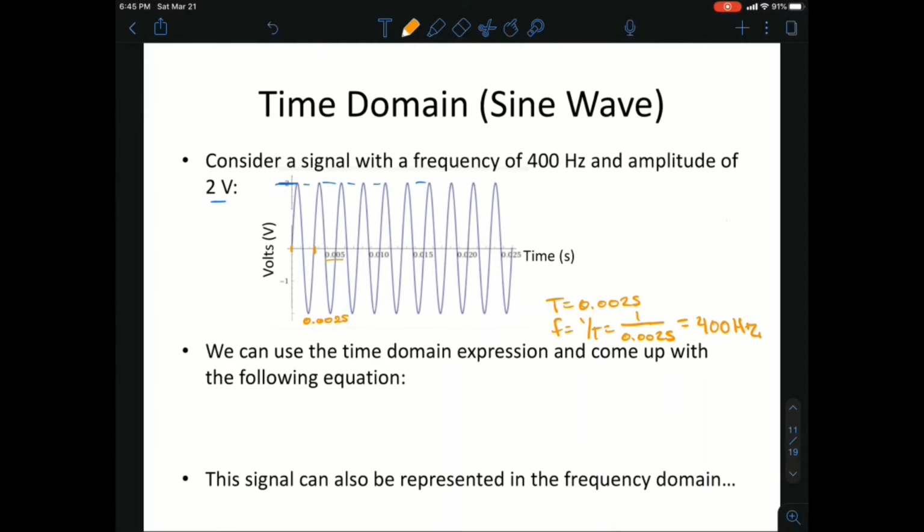So having that information, we can also see that there is no shift. We started at 0 at time 0 up here on the plot. That's going to be the thing to indicate to us that we have no phase shift at all.